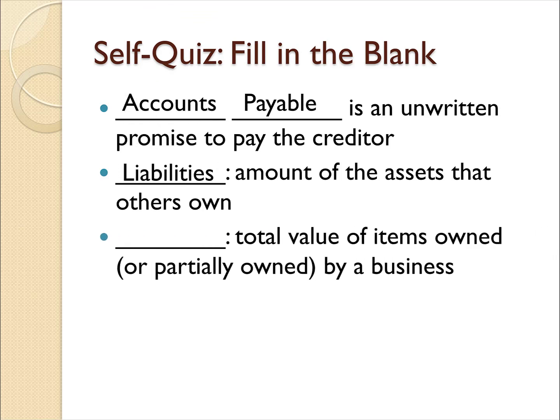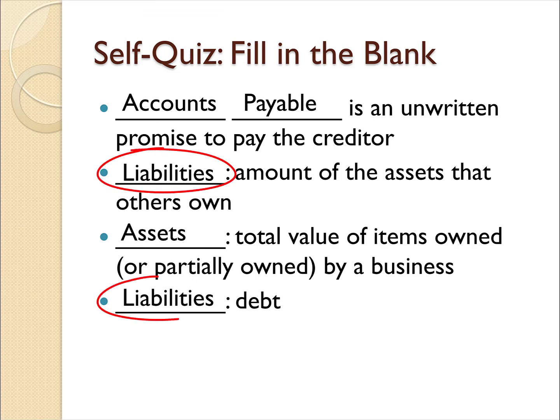What do you call the total value of items owned or partially owned by a business? This one should be easier. Assets. And what's another word for debt? Liabilities. So as you can see, liabilities can be explained two ways. You can either say it's debt or it's the amount of the assets that others own. Both are true.